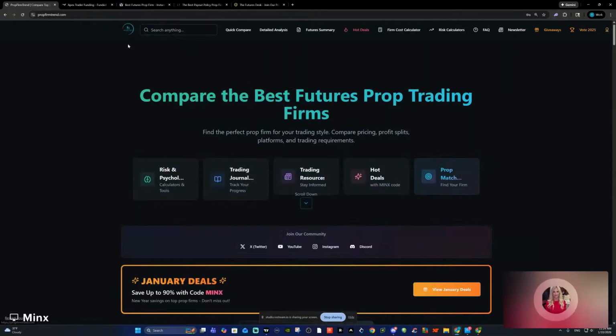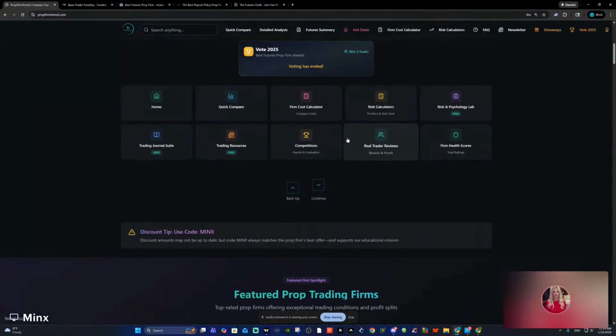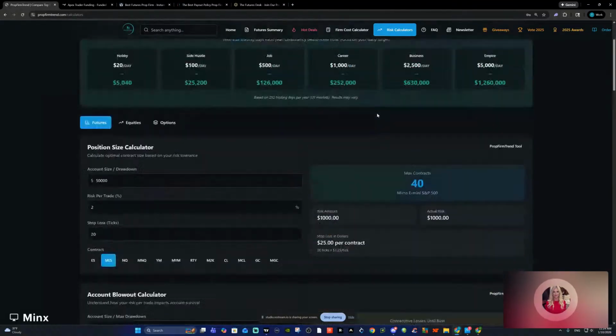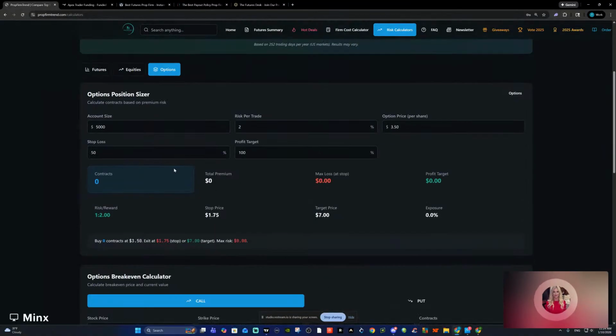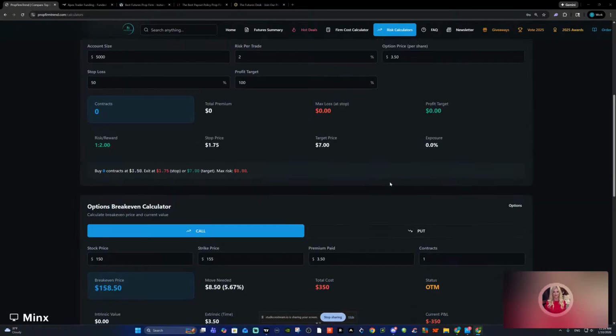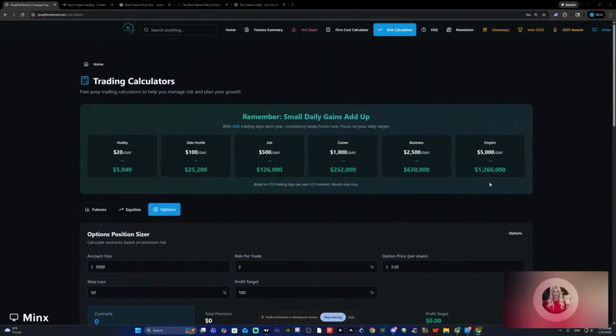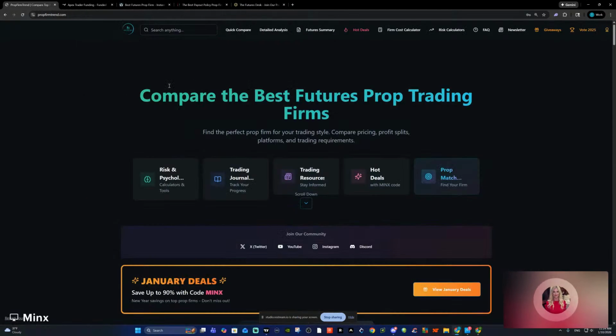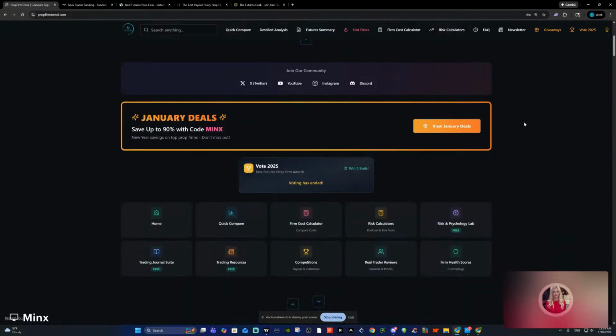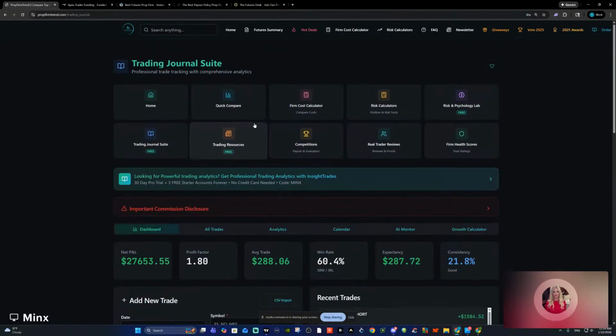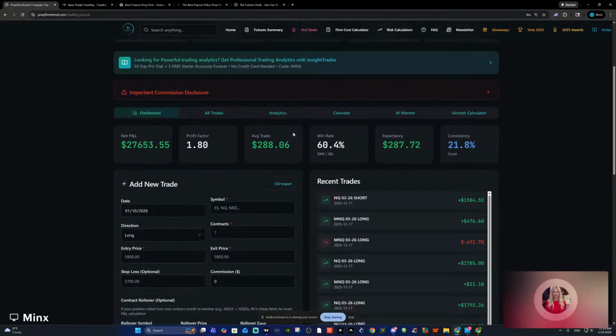Okay, so these are called risk calculators. If you go to propfirmtrend.com, right here, risk calculators, even if you're doing options, you can also check your calculator. All of this is free, guys, just so you know. This website is completely free. You can go and start journaling.